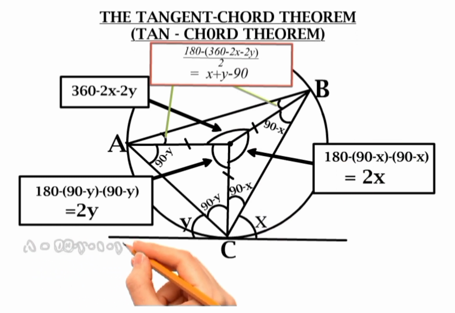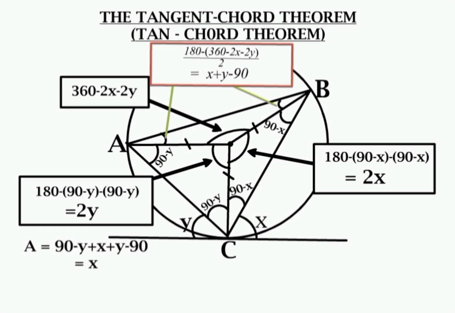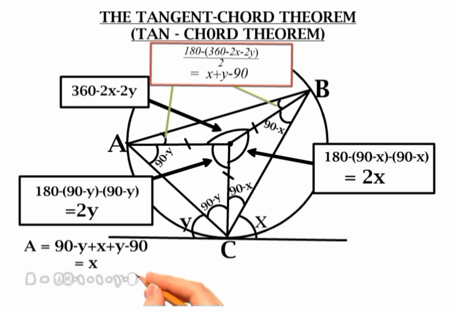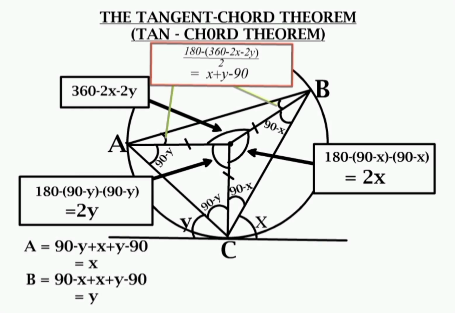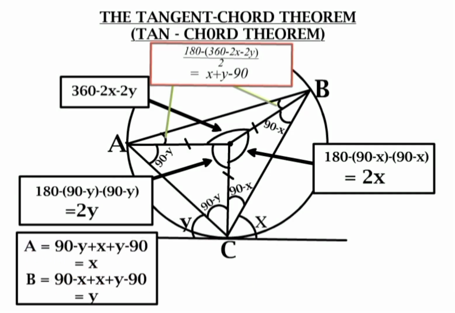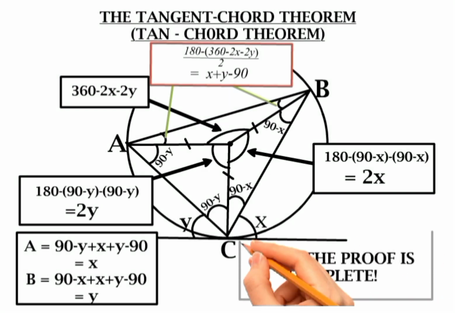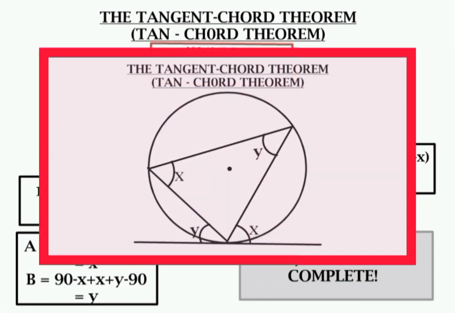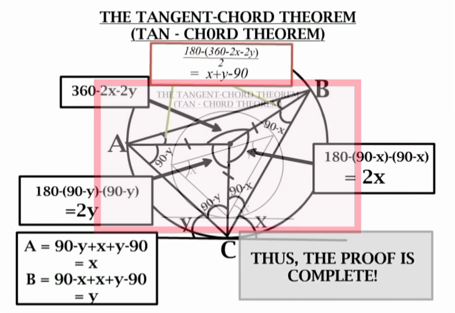Now, we have that the whole of angle A is equal to 90 minus y plus x plus y minus 90, and it simplifies down to x. Also, angle B is equal to 90 minus x plus x plus y minus 90, which simplifies down to y. Now, we have angle A to be x and angle B to be y. This validates the statement of the tangent chord theorem. And the proof is complete.